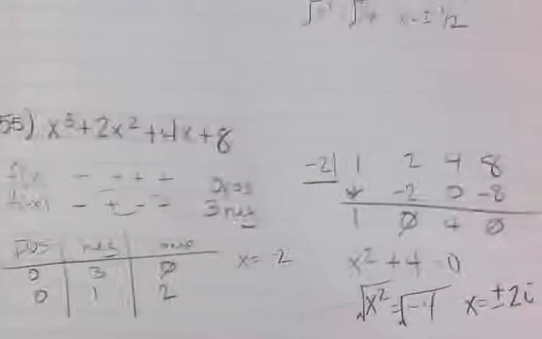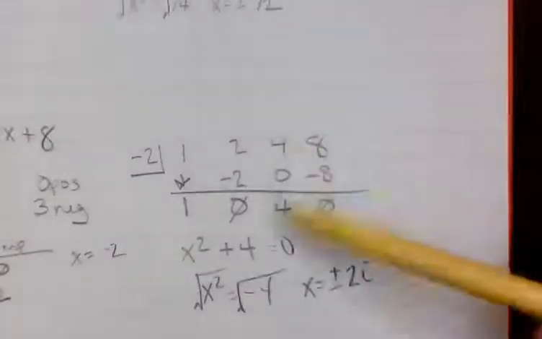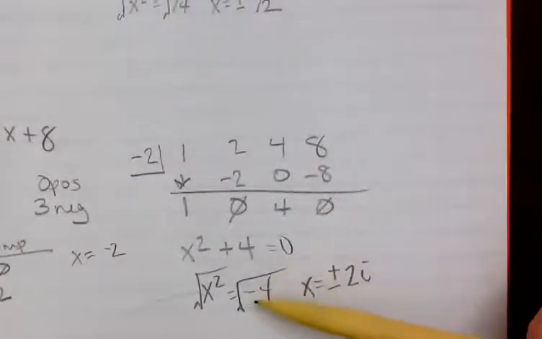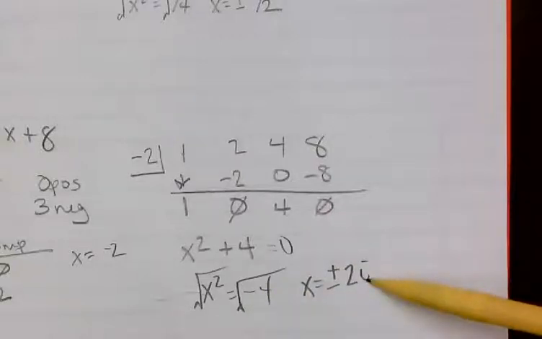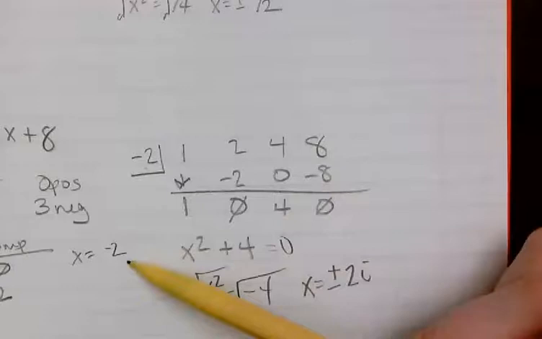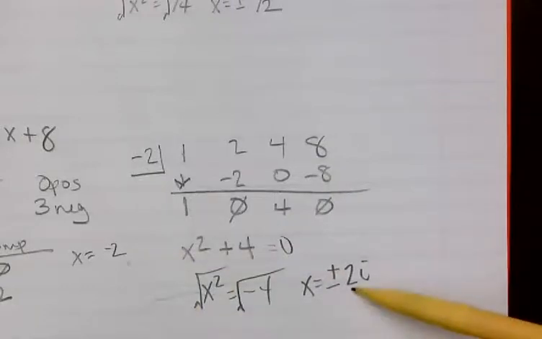That's all been off screen, apologize about that. x squared plus 4 equals 0. x squared equals -4. Square root both sides, and I get imaginary numbers. So my scenario is the 1 negative here, and then my 2 complex here.